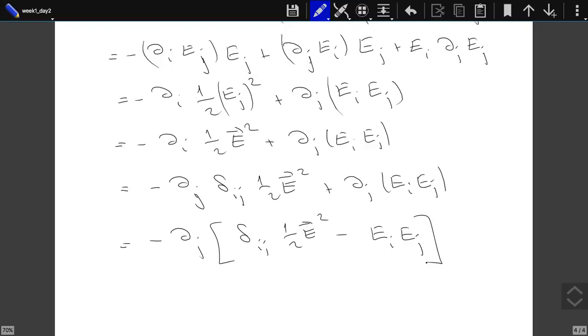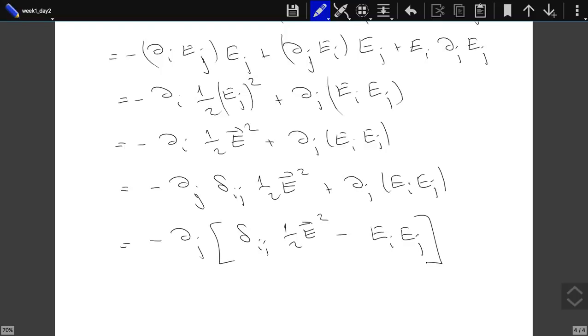You see, this thing over there, for a fixed i, has one j index, one free index, which can take values x, y, and z. So for each i, this is the j component of that vector. And we are taking the j component of that vector, taking its derivative with respect to xj, but that is nothing but the divergence.